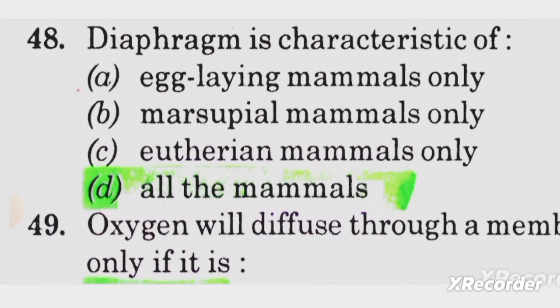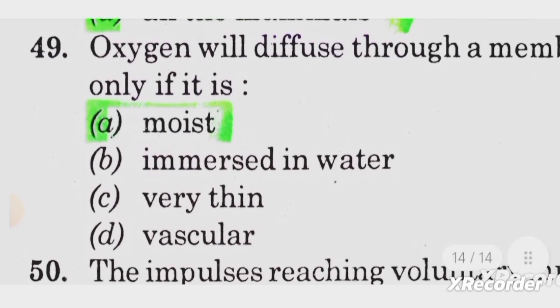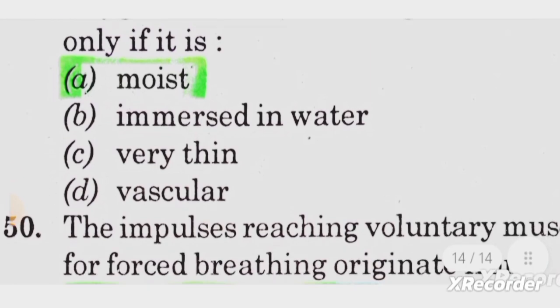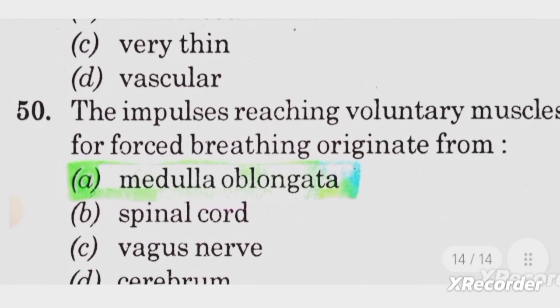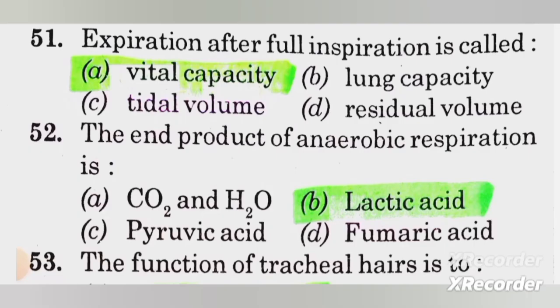Egg laying mammals only, marsupial mammals only, eutherian mammals only. Next, 49. Oxygen will diffuse through a membrane only if it is moist. 50. The impulse reaching voluntary muscles for forced breathing originates from answer A, medulla oblongata. Thank you. 51. Expiration after full inspiration is called vital capacity.